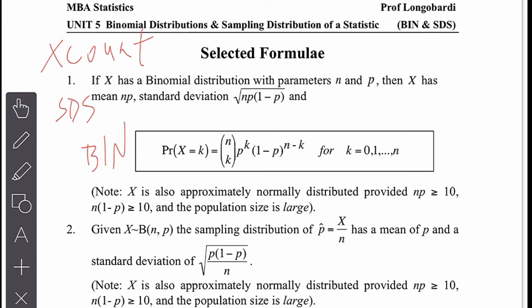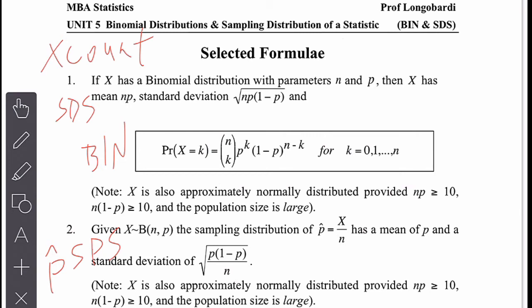So the second point is all about p hat. P hat is the sample proportion, and this is the information for SDS, the sampling distribution of the statistic p hat. P hat and x depend on n and p. As you see, the formulas just have n's and p's in them. Okay?